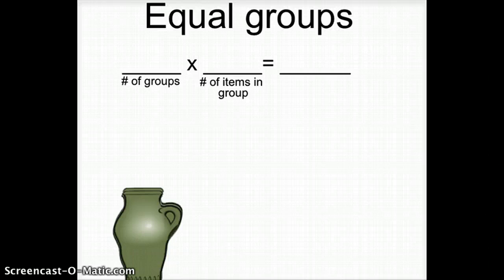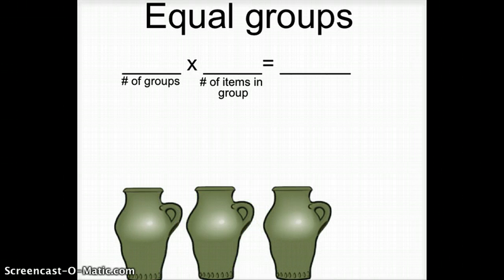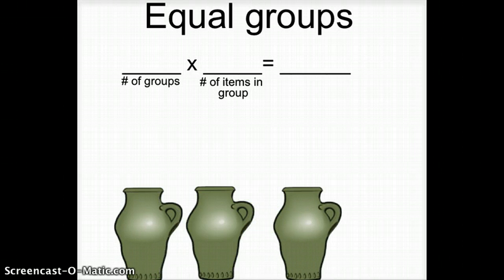Miss Berrien has 3 vases. She would like to place an equivalent amount of flowers from her garden in each vase. She has 3 vases or 3 groups. She will place 2 flowers in each vase.